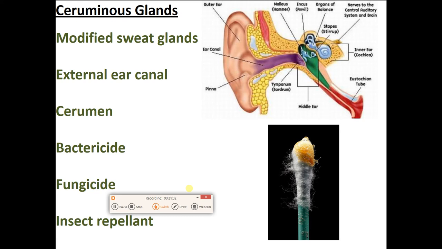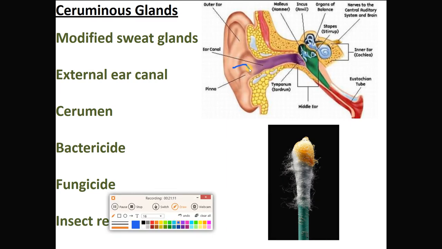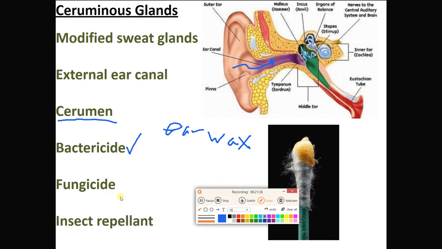They are modified sweat glands that you find in your ear canal, your external ear, where you're not supposed to stick a Q-tip, but maybe you've done that on occasion. So in this external ear canal, and by the way, check out the three bones in the middle ear right there. Amazing tiny bones. Now, these modified sweat glands in the external ear canal secrete something called cerumen, better known as ear wax. Primarily, it serves as a bactericidal chemical, so it helps kill bacteria. It's got some fungicidal and some insect repellent properties as well, which is pretty darn neat. You know, three things you don't really want crawling, growing in your ear canal.